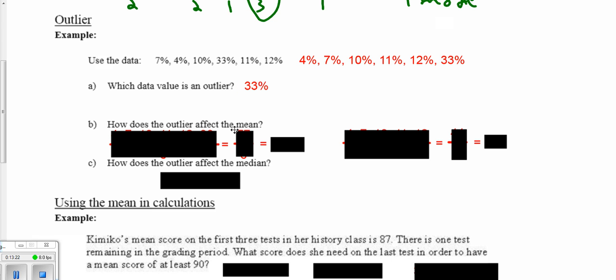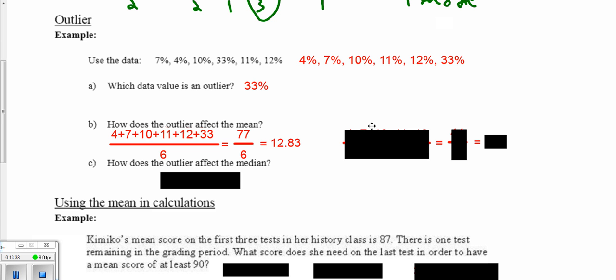Now, how does this outlier affect the mean? Well, if we were to add them all up, 4 plus 7 plus 10 plus 11 plus 12 plus 33, and divide by 6, because this is how we find our average, this is our mean, this would be 77 over 6, which would become a 12.83. So, with all of these numbers together, we would say the average is 12.83, which is kind of funny because 12.83 is actually bigger than this number. Our average would be way over here.